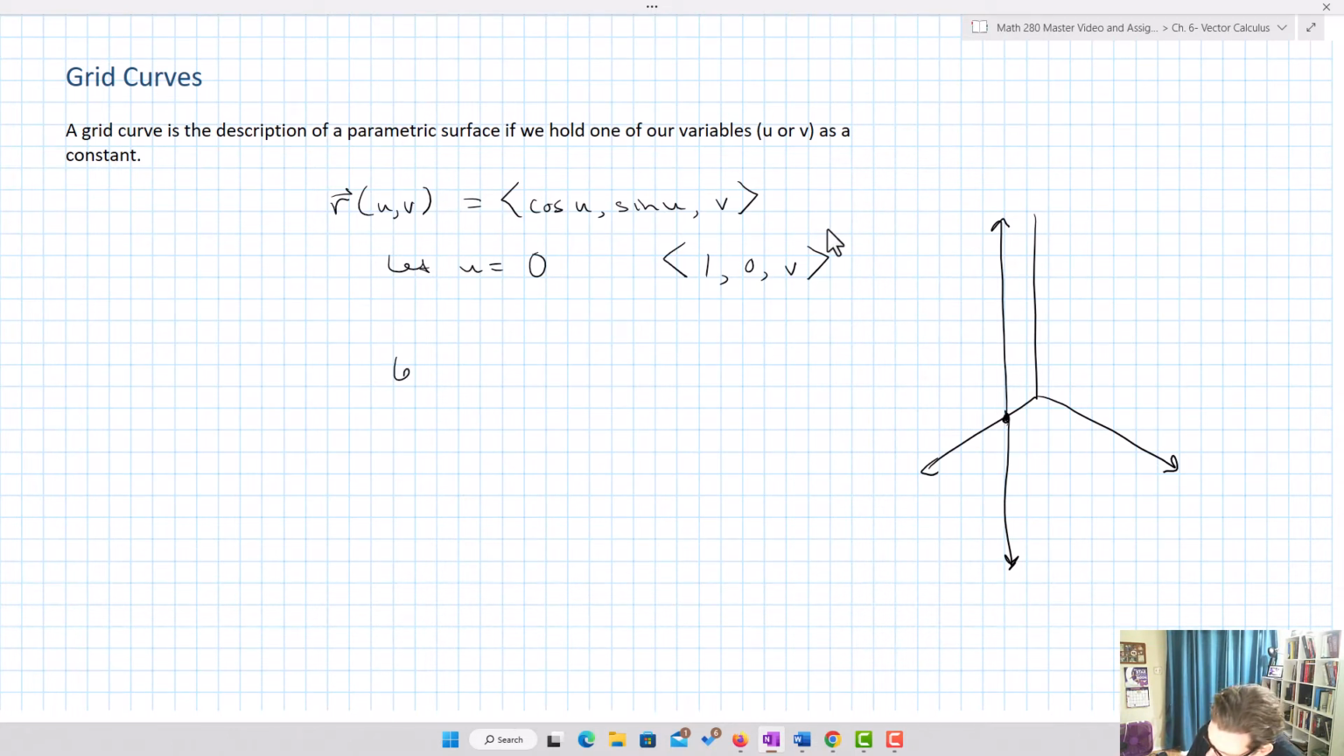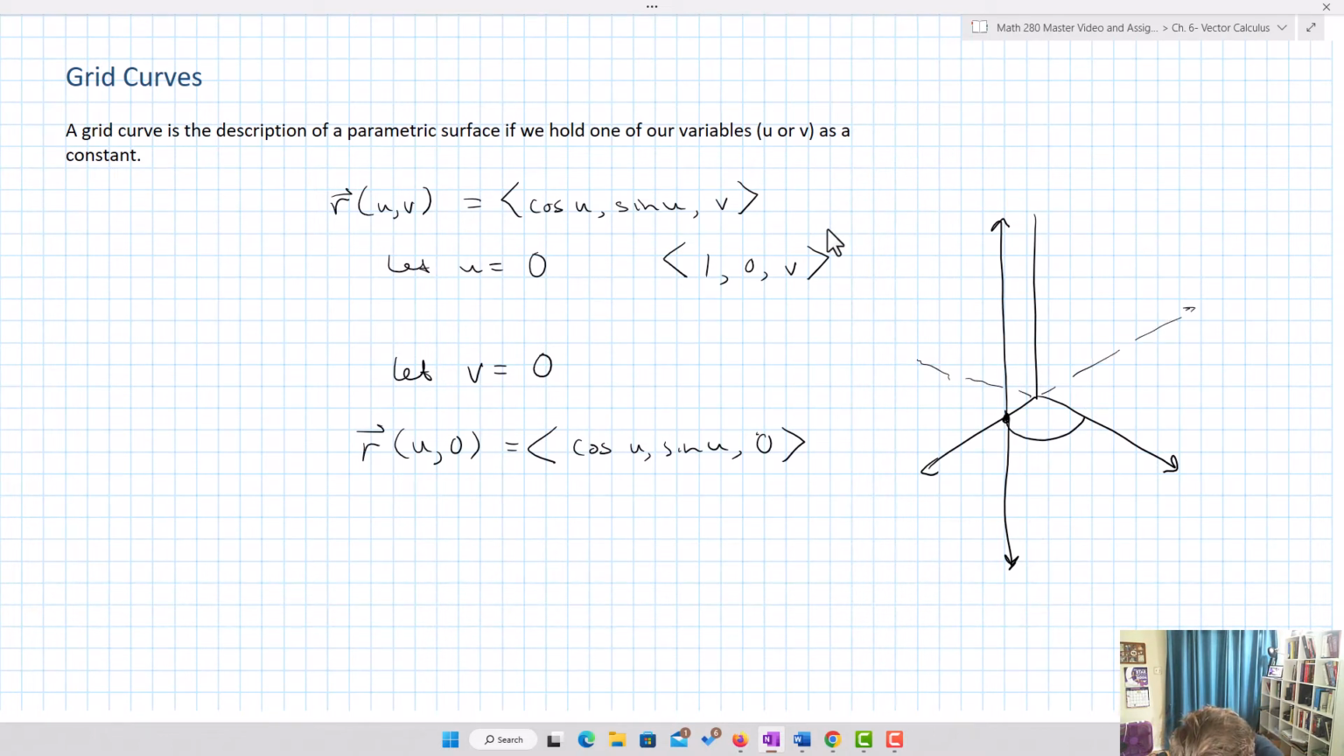If on the other hand I let, say, v equal 0, then r of u, 0 is going to equal cosine u, sine u, and 0. And so what we get there is a circle on the z equals 0 plane, the xy plane. It ends up being a circle because cosine squared u plus sine squared u gives you the unit circle, so there's a radius of 1 on that plane.